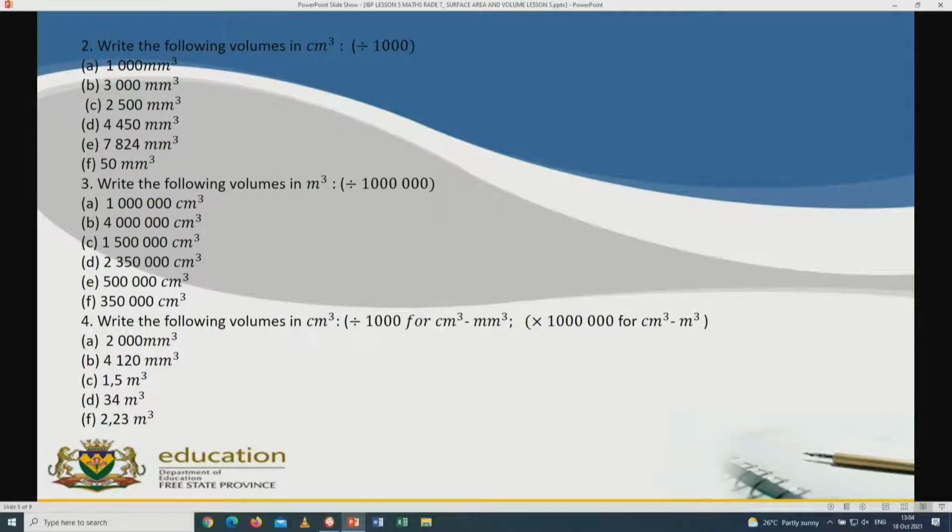Right. The next one, D, is 4,450 cubic millimeters converted to cubic centimeters. The procedure is the same. Let me just write it down: 4,450, and we divide by 1000.